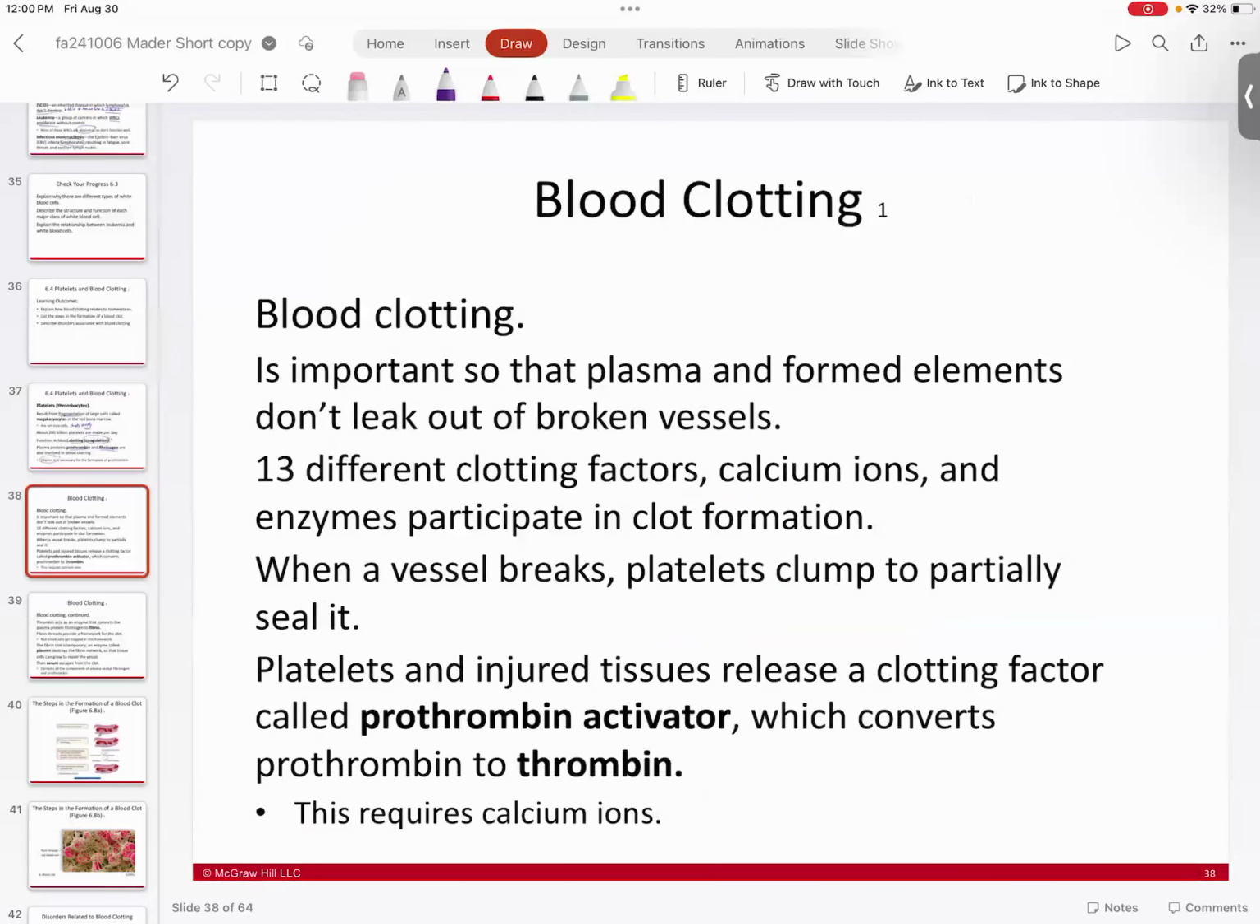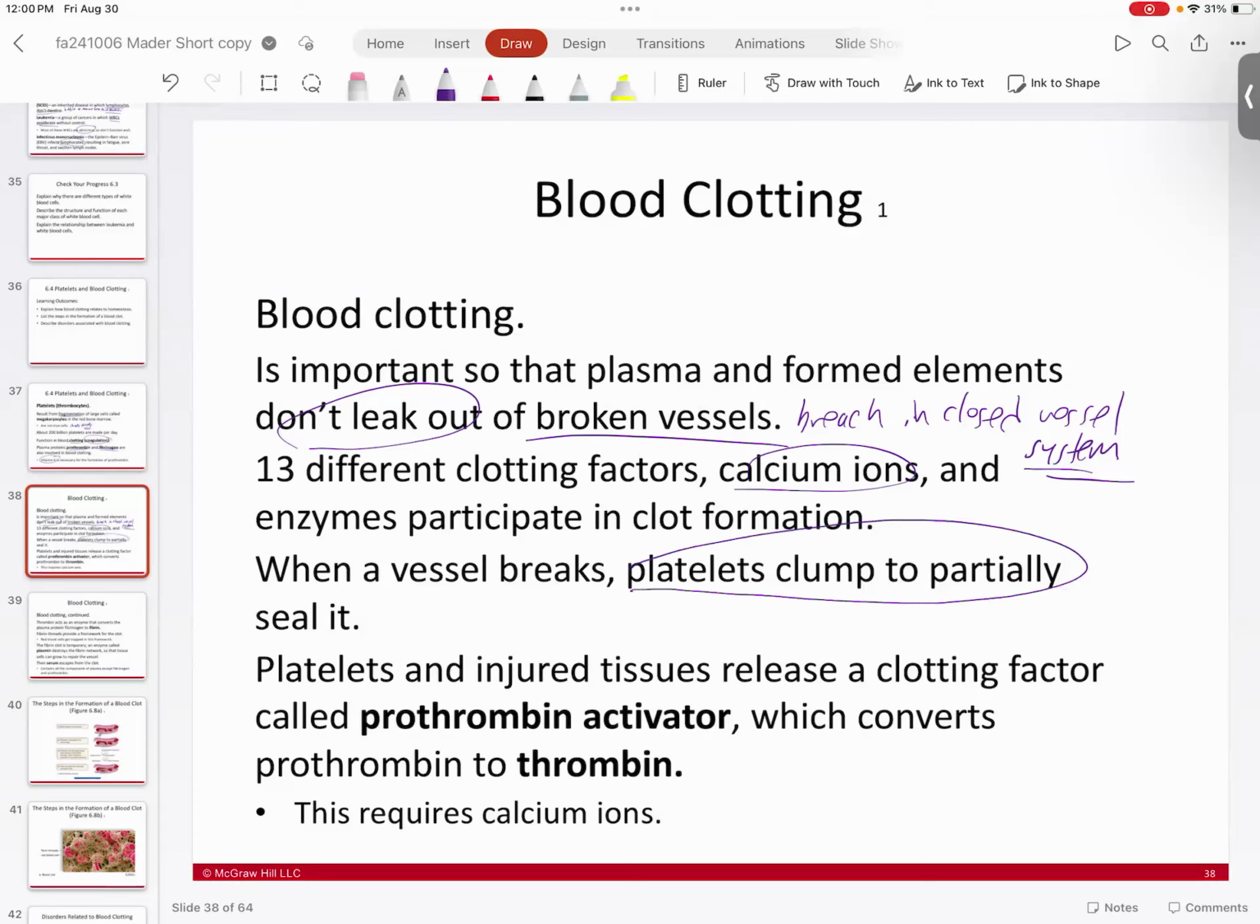So with blood clotting, what happens is you have a wound in your vessel, a breach basically in the closed system. Remember we said the vascular system is a closed vessel system, and so the idea is to keep from leaking all of your blood out. So you basically start blood clotting and patching up that hole. You have 13 different types of clotting factors. Calcium is one of those, and there are lots of different proteins. When the vessel breaks, the platelets are going to clump in order to partially seal it. It's going to be a soft little plug.